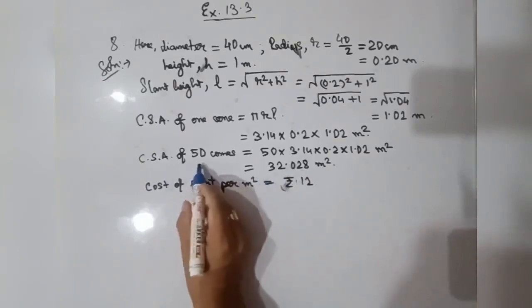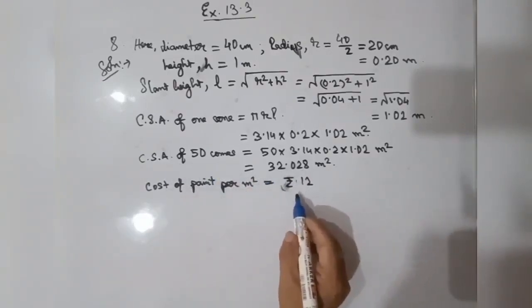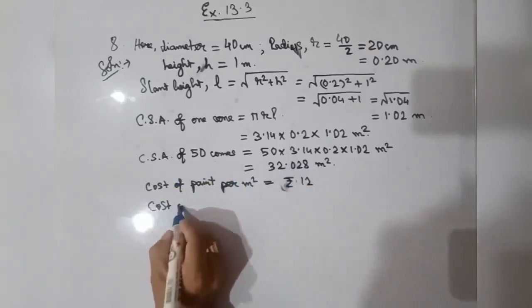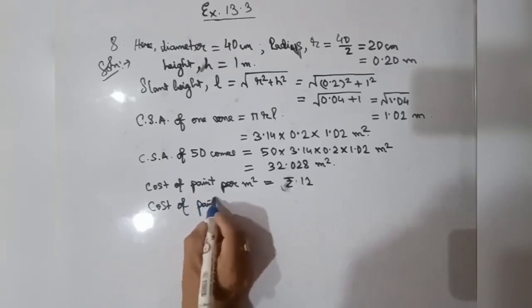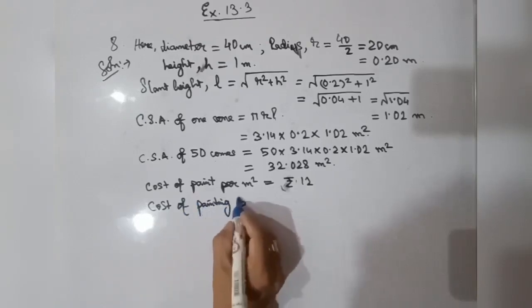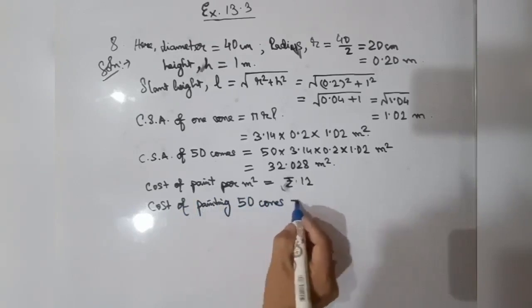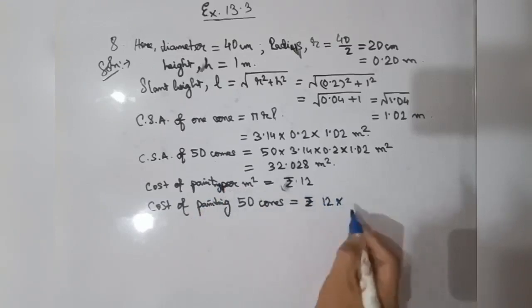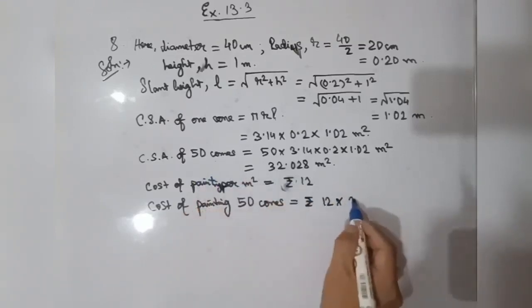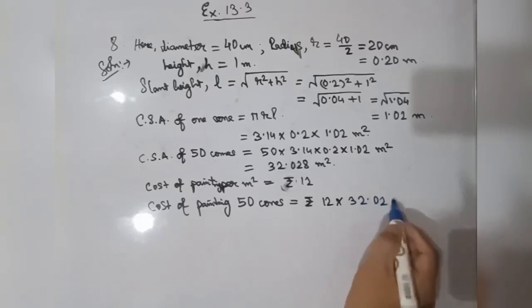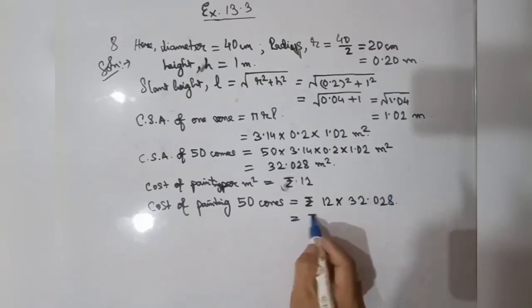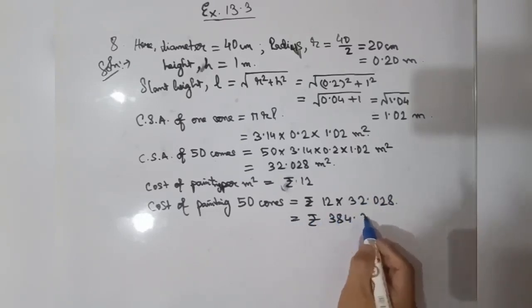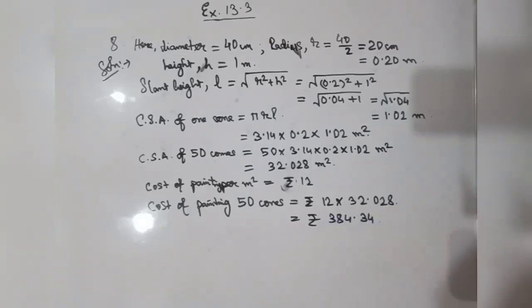So the cost of painting 50 cones will be the curved surface area of 50 cones multiplied by rupees 12. So the cost of painting 50 cones will be equal to rupees 12 multiplied by the curved surface area of 50 cones, that is 32.028. This will be equal to rupees 384.34, correct to 2 decimal places.